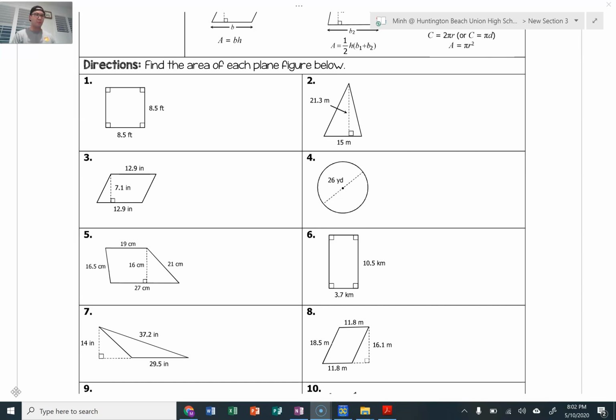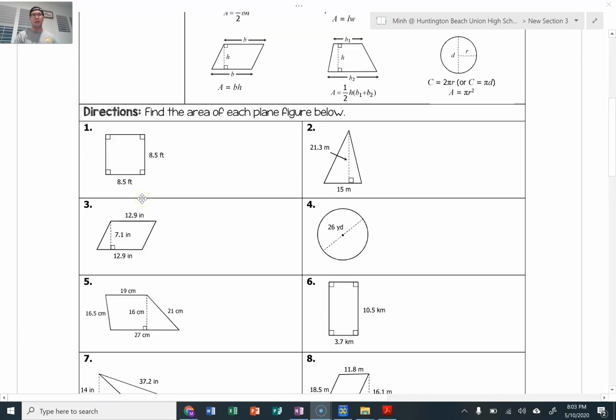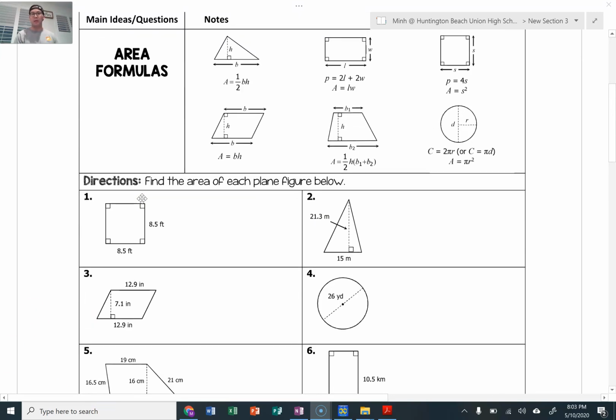This unit is pretty simple in terms of if you know how to find the measurements and you know which formula, it's just plugging in the numbers very, very quickly. So let's do a couple, and then I definitely want to go over a couple things that will stump you guys a little bit. So let's go ahead and do a problem like number one.